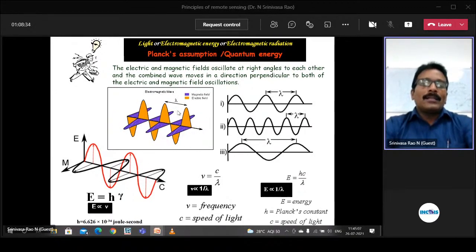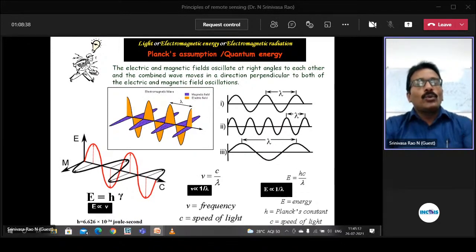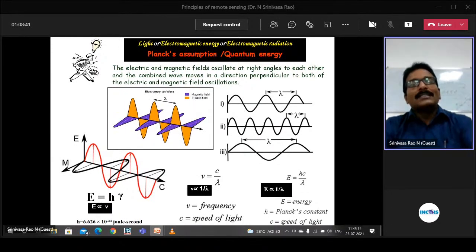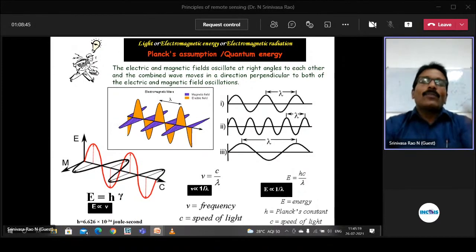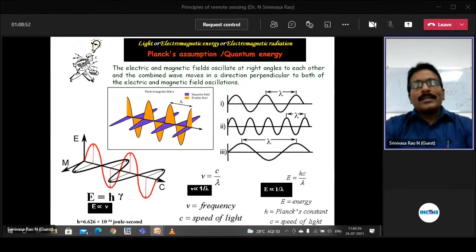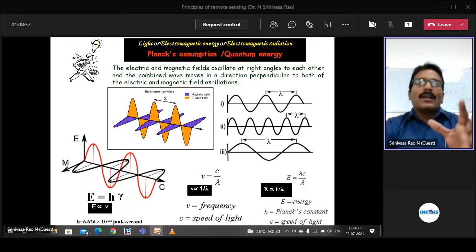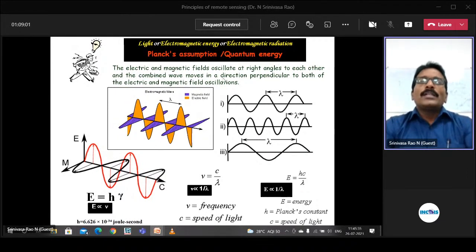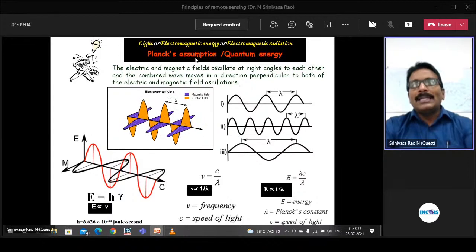Now, if we are calling it light, it is an energy. So we should quantify how much energy we are capturing through the sensor: how much energy is emitting from the earth, how much energy is falling on the earth, how much energy is reflecting. Everything we should quantify. To quantify that light energy, different theories were proposed. One theory is Planck's quantum theory and Planck's assumption.